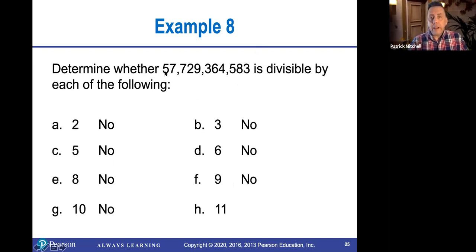So I'm going to start over here, and I'm going to say 5 minus 7 is negative 2. Plus 7 brings me back to 5. Minus 2 is 3. Plus 9 is 12. Minus 3 is 9. Plus 6 is 15. Minus 4 is 11. Plus 5 is 16. Minus 8 is 8. Plus 3 is 11. And of course, 11 is divisible by 11. So this number is divisible by 11.